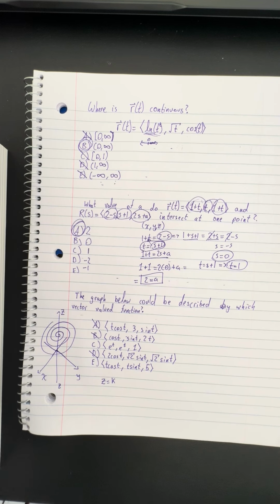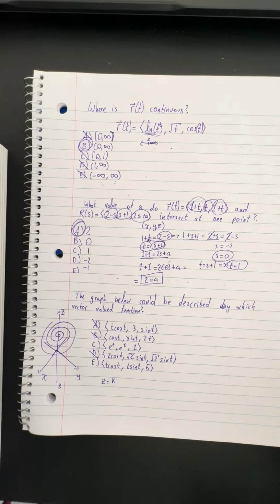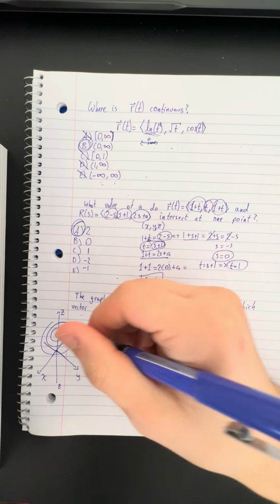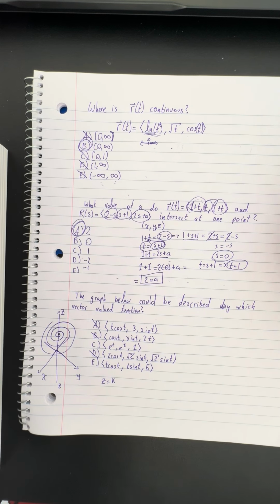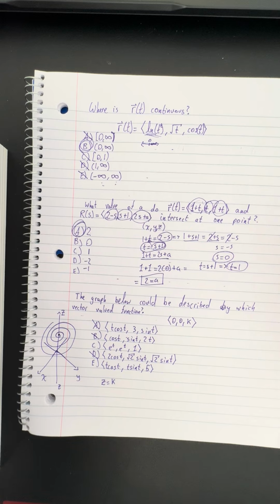Now, there's another key feature of this function that we could use to distinguish which is the graph and which is not it. We could actually literally just plug in test values. If you look at that point right there, that vector at the very center of that spiral is like 0, 0, k. Okay, that's some height on z.